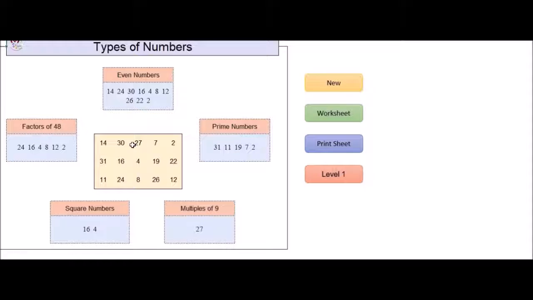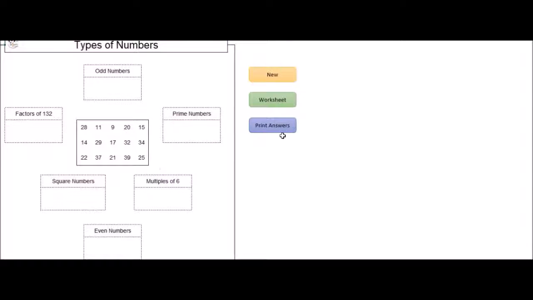Here we have all the even numbers that are inside the centre box, all the prime numbers that are inside the centre box, all the multiples of 9 that are inside there, the square numbers, and all the factors of 48. We pressed new, and now we have all the factors of 36, and all the multiples of 11, all the square numbers, etc. If we go to print sheet, we can print these off as homework sheets or classwork sheets, and all the answers are always there for the teacher to print out, so the teacher saves time by not having to work anything out, and these can generate an infinite supply.